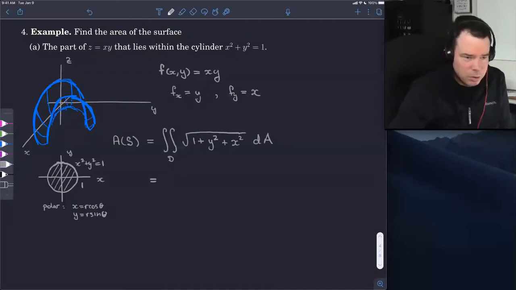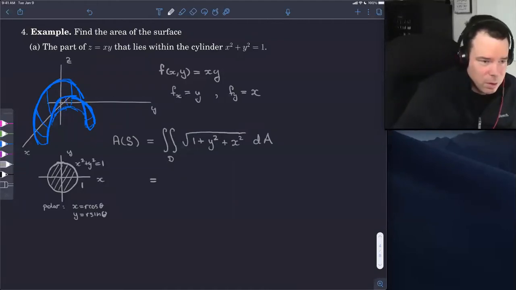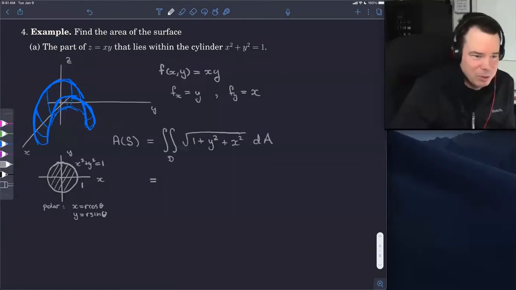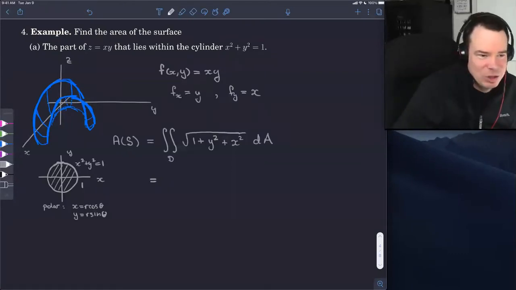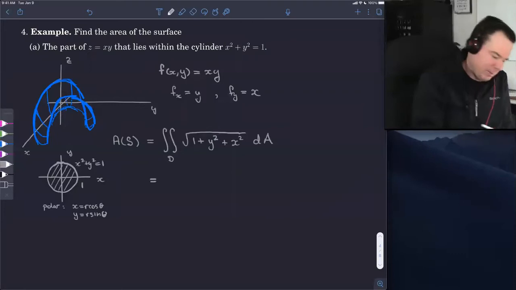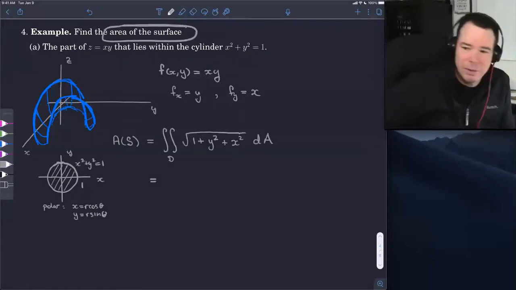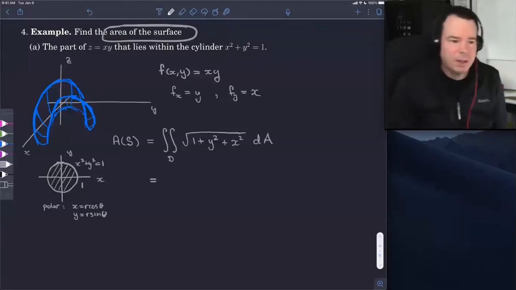What's the question we're on? I think maybe someone might be having sound issues. Oh, what section are we on? Surface area, where we left off last day, section 15.5.